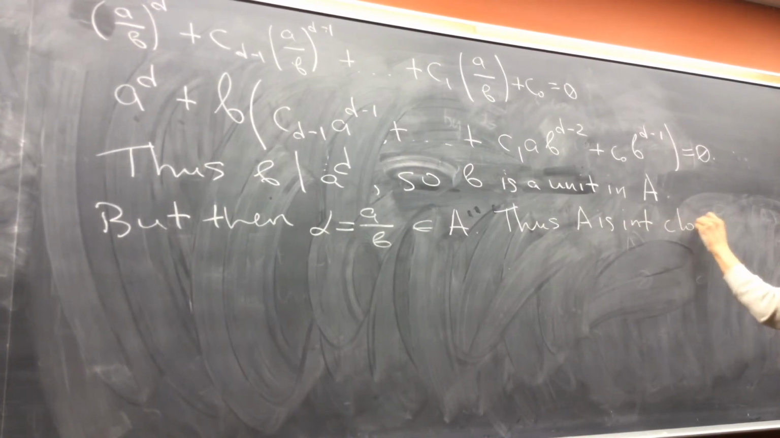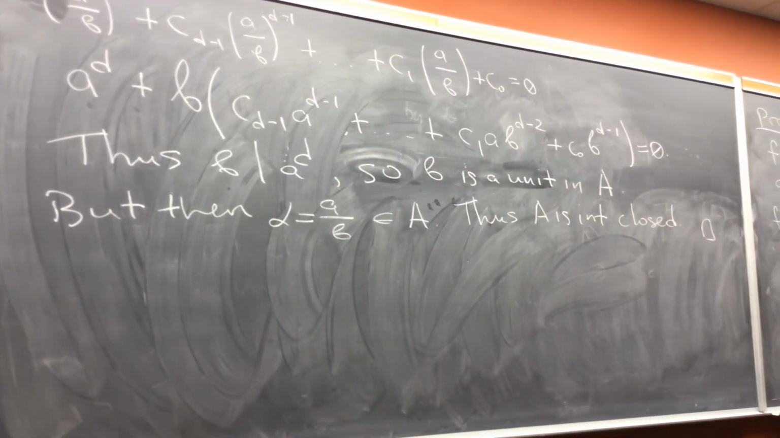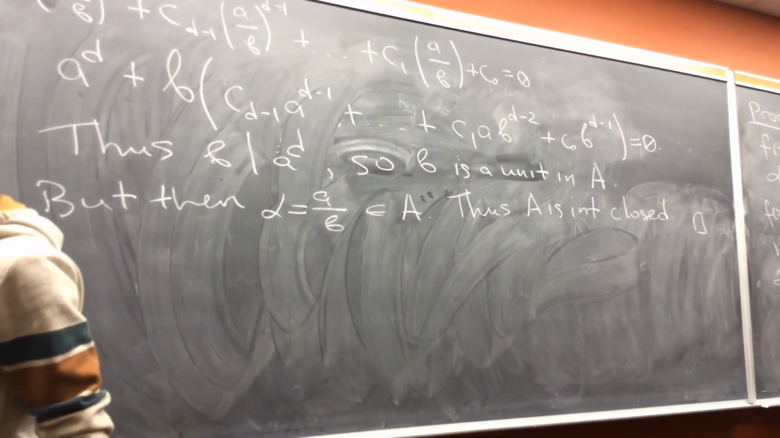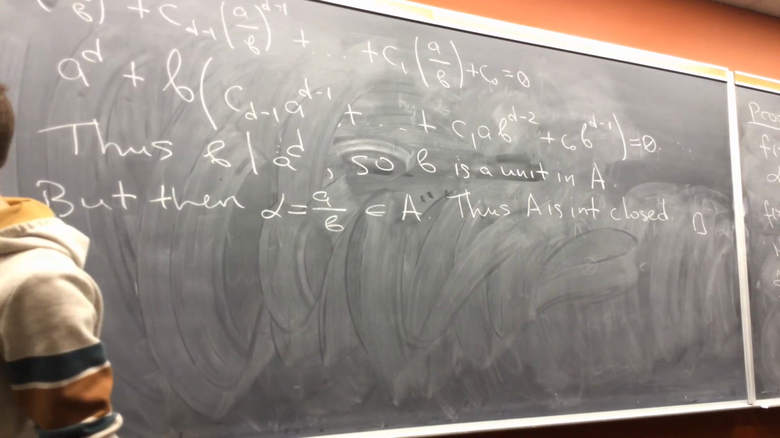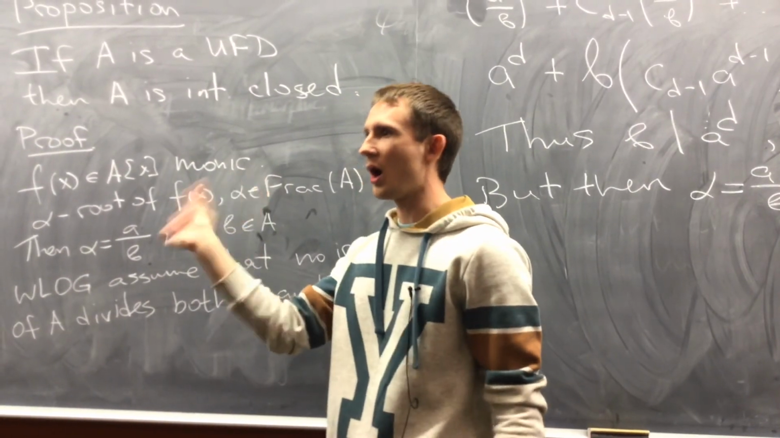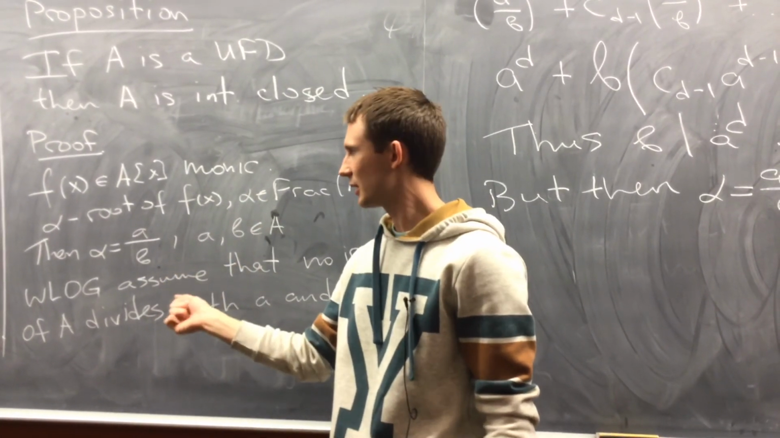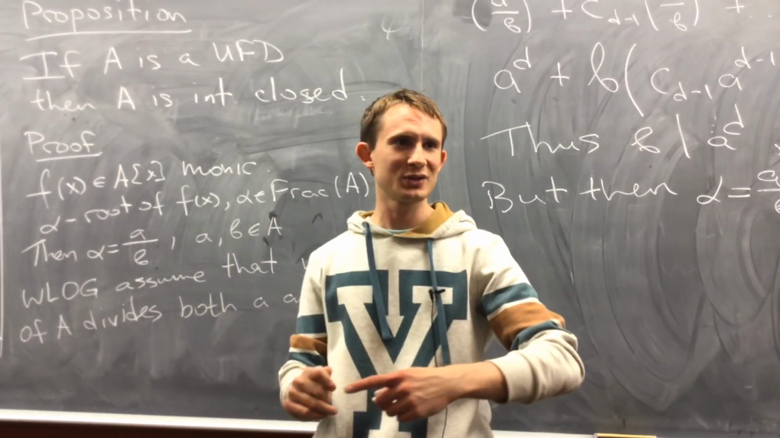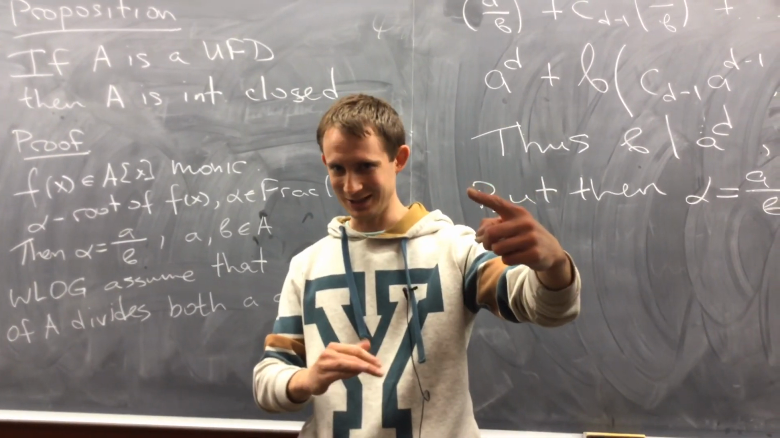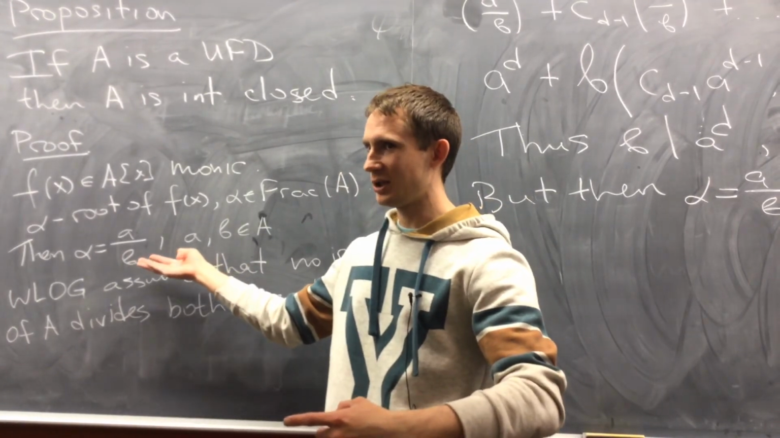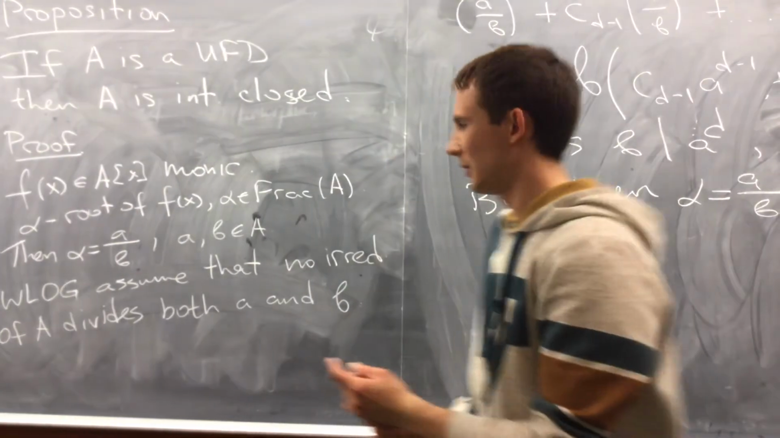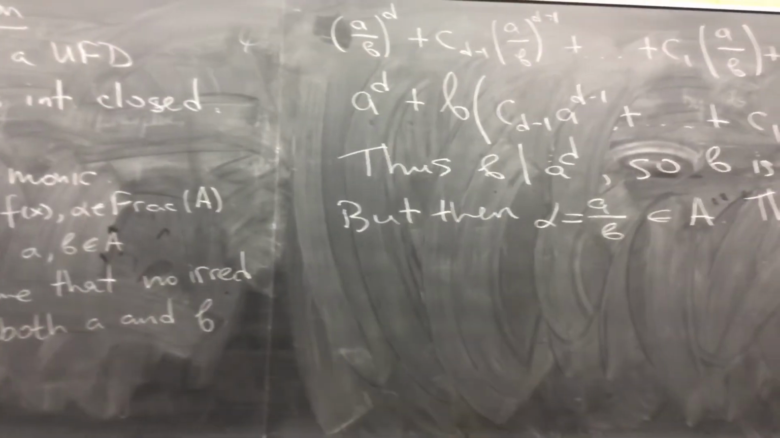Where did you use the UFD? I used it over here. So I have a over b, right? So I can write it like this. And when I'm writing this statement, I assume that there's no common irreducible that divides both of them, right? I believe there's this notion that every UFD is a GCD domain, right? And what I'm saying basically in here is that GCD is 1. So without that, I can't. Okay? Any questions about this?